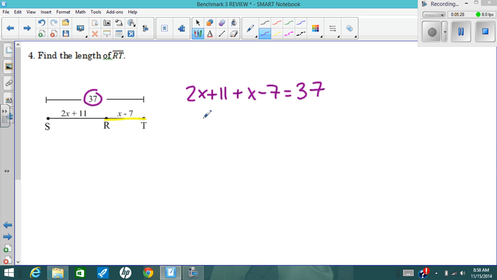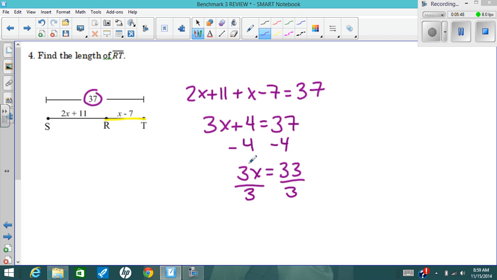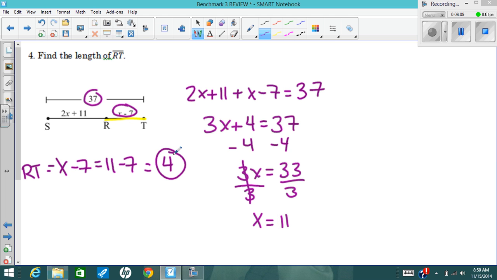2x plus x is 3x. 11 minus 7 is 4. And that's positive 4. So we do a plus 4. Subtract 4 from both sides. And finally divide both sides by 3. And we get x is 11. That's not what we wanted. We wanted the length of RT, so we got to go plug that back in here for x minus 7. So RT is 4.